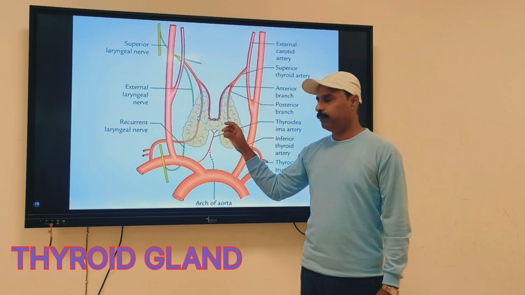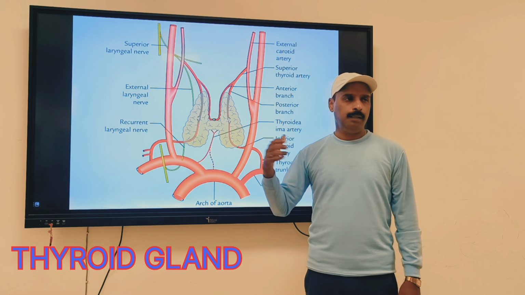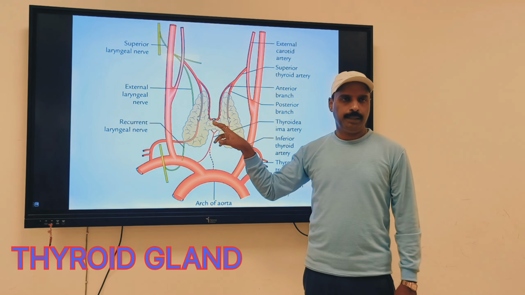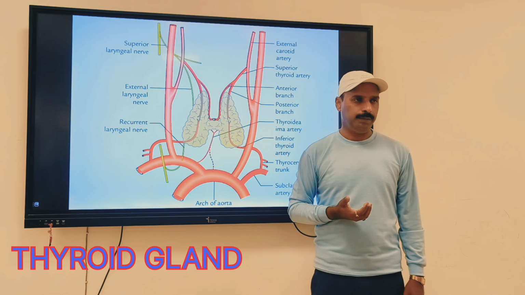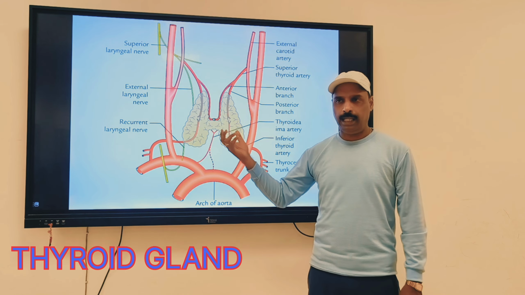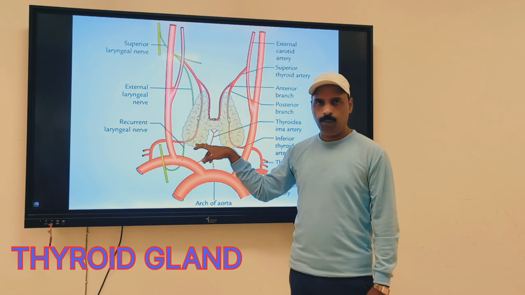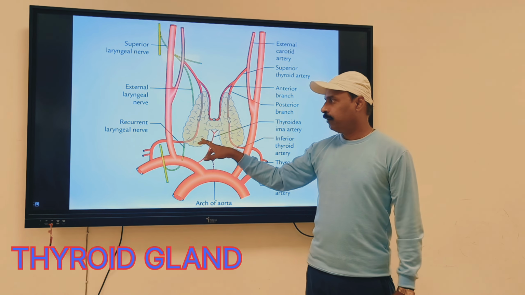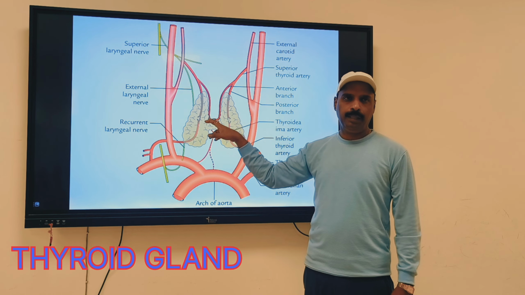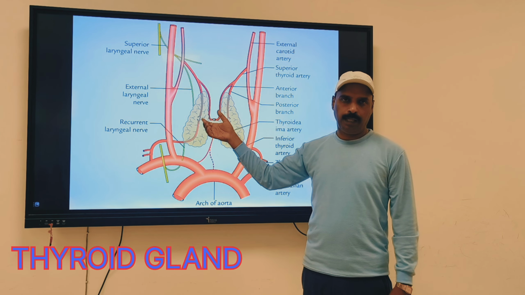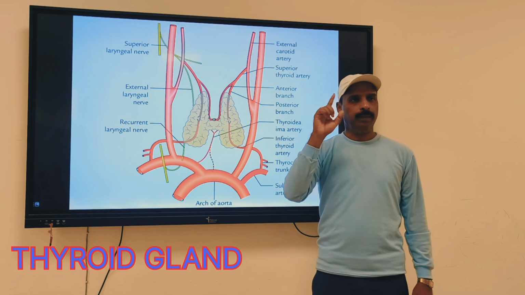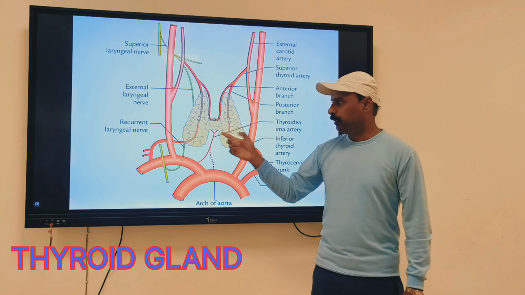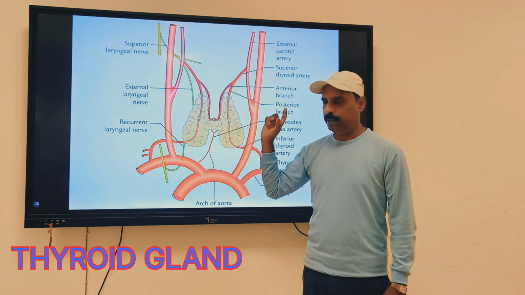The thyroid has two lobes, right and left, and the isthmus. We should know the measurements of the lobes and then the isthmus. Each lobe measures about 5 centimeters by 2.5 centimeters by 2.5 centimeters: length, width and breadth of the thyroid gland. Each lobe is about 5 centimeters in length, 2.5 centimeters in width, and 2.5 centimeters in breadth or thickness. So you have to tell 5 centimeters by 2.5 centimeters by 2.5 centimeters. That is about each lobe of the thyroid.